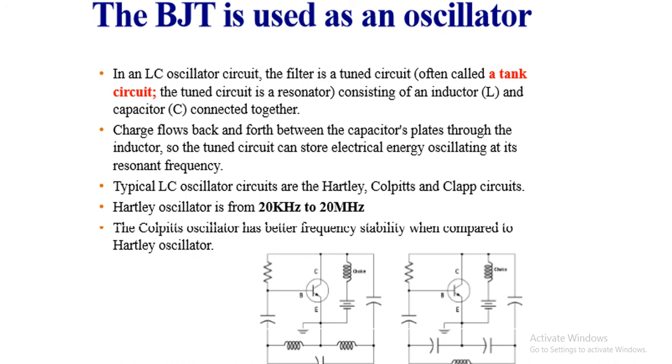Typical LC oscillator. What does LC mean? It means there is an inductor L and a capacitor C. Typical LC oscillator circuits are the Hartley, Colpitts, and Clapp circuits. The Hartley oscillator covers from 20 kilohertz to 20 megahertz. The Clapp oscillator has better frequency stability when compared to the Hartley oscillator.